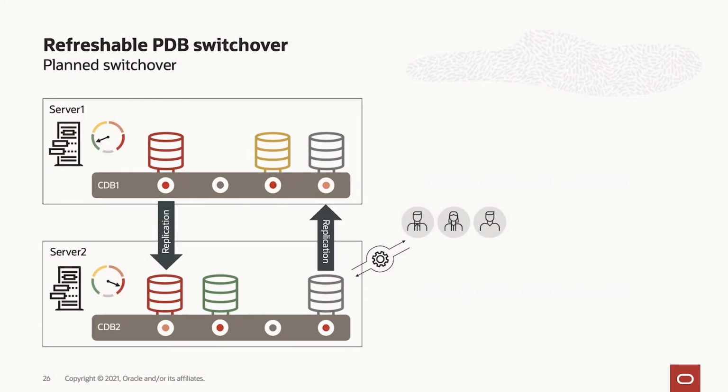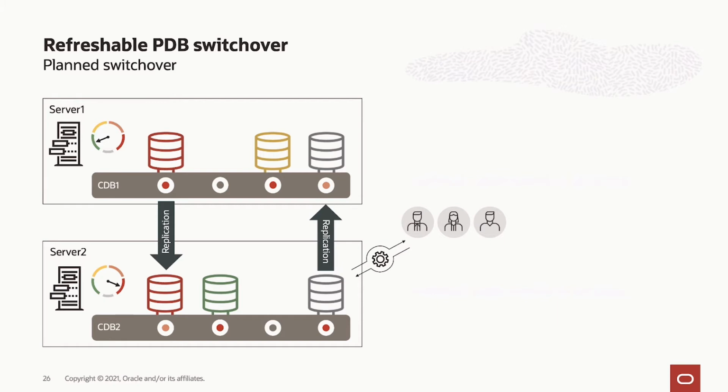Now we come to the refreshable PDB switchover capability. There are several ways in which this can be very useful. For example, planned switchovers can be very helpful for load balancing. These resource meters show uneven load distribution between the 2 servers. The role transition is executed as follows.